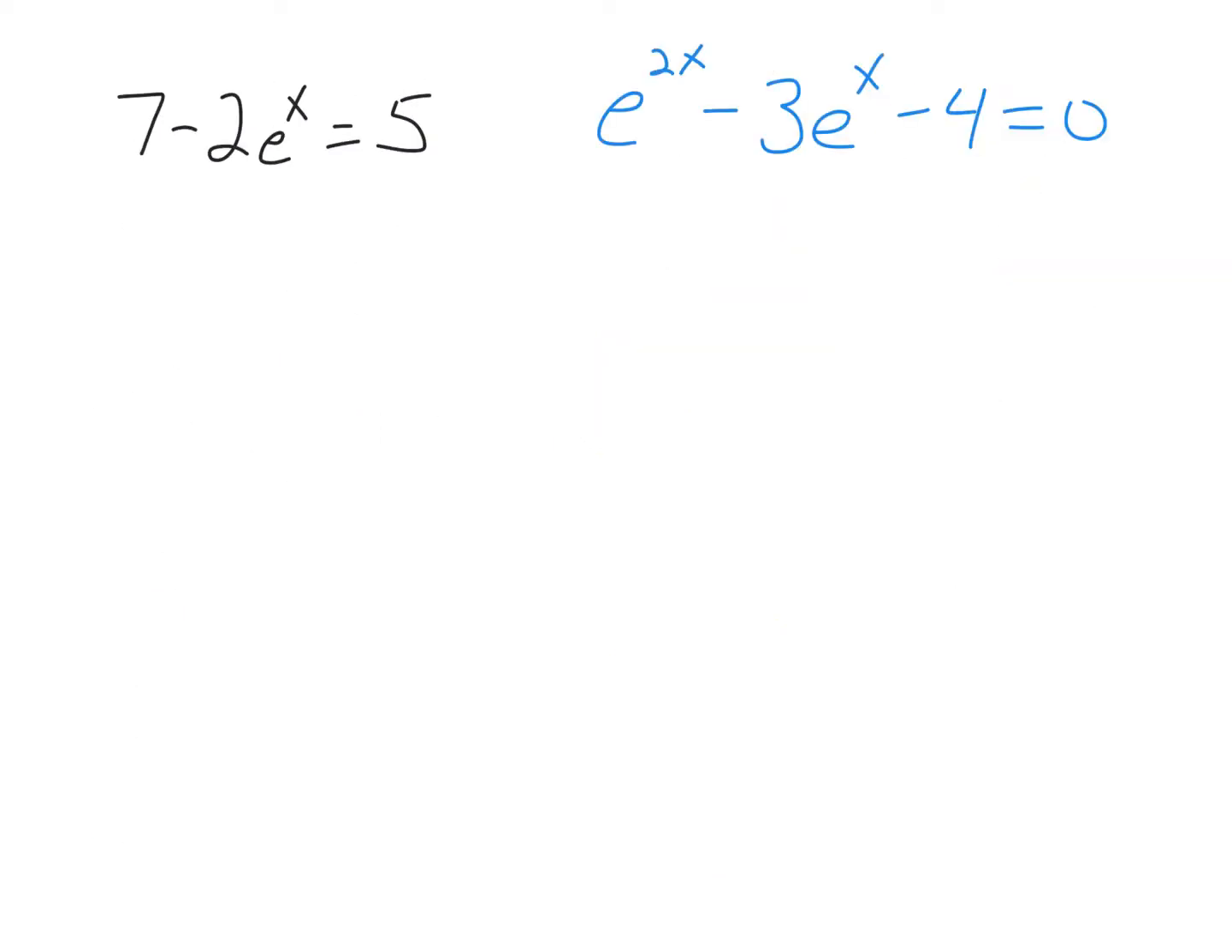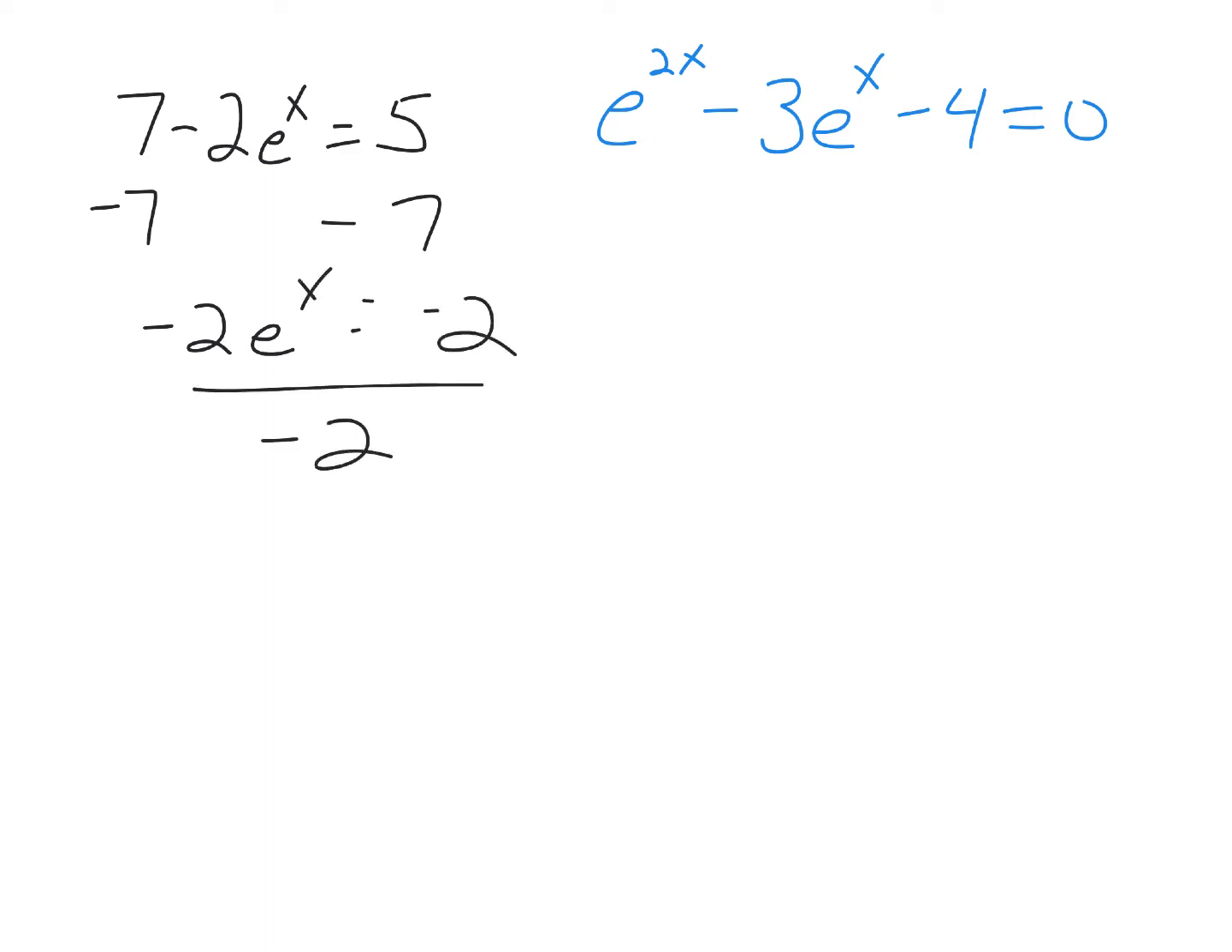All right, so we have two more examples of exponential functions, or exponential equations, rather. So with problems like the ones on the left, we need to isolate the base and the exponent, okay? So I'm going to subtract 7 first. Negative 2 base e to the power of x equals negative 2. Divided by negative 2, we're going to get e to the power of x equals 1.